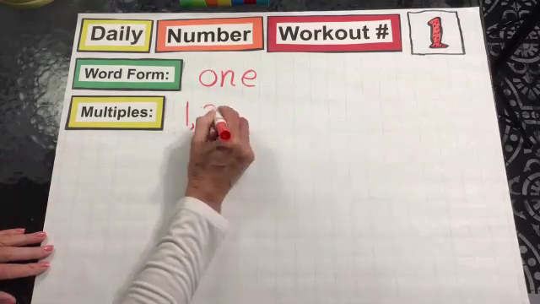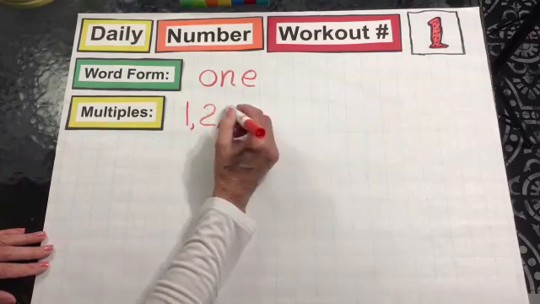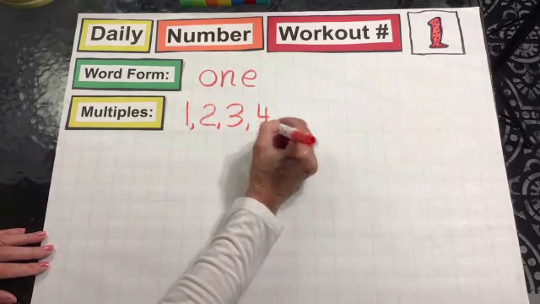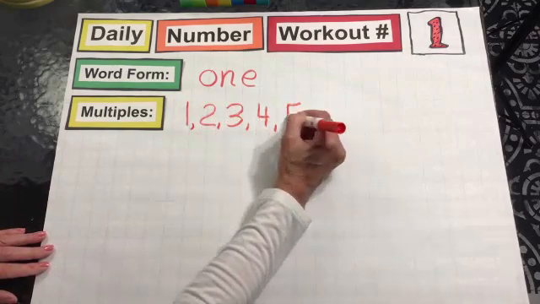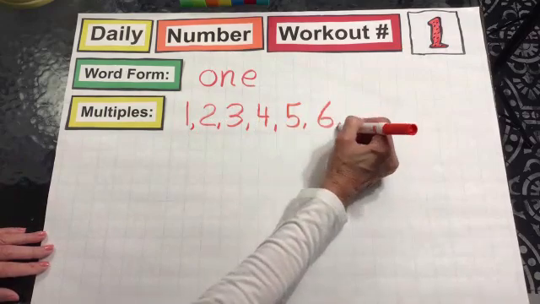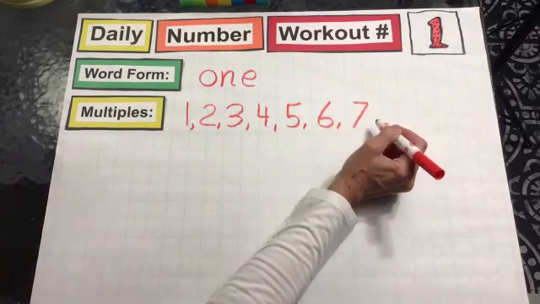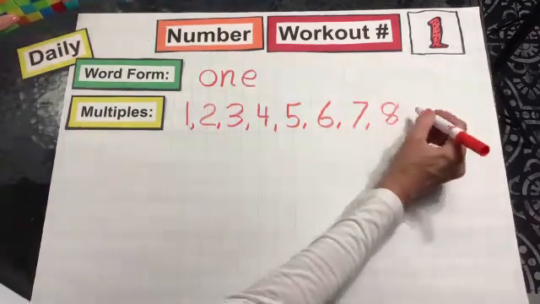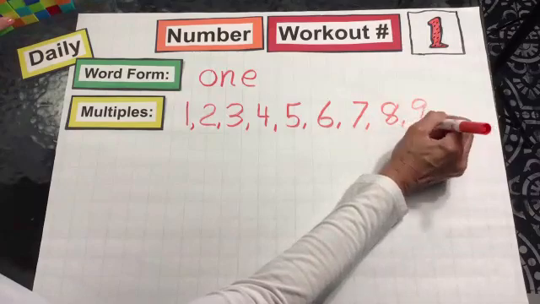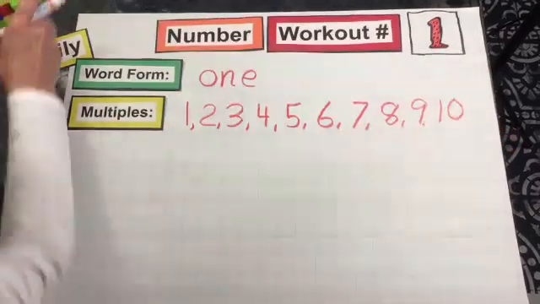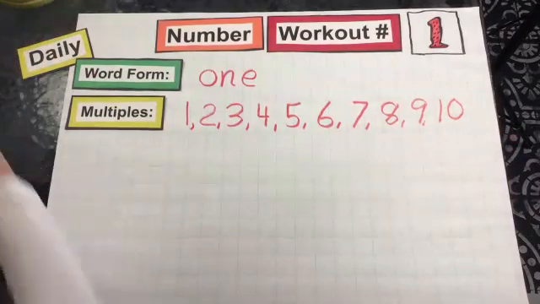1 times 2, of course, is 2. 1 times 3 is 3. 1 times 4 is 4. 1 times 5 is 5. 1 times 6 is 6. 1 times 7 is 7. 1 times 8 is 8. 1 times 9 is 9. And 1 times 10 is 10. All right, so we're moving right along, looking good.